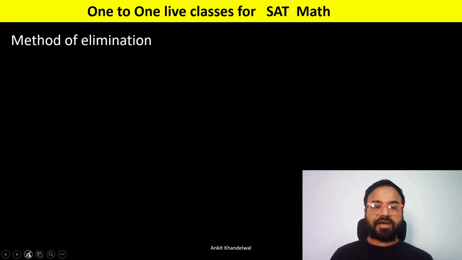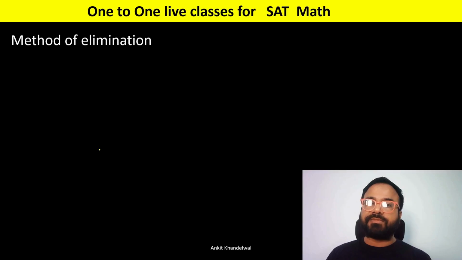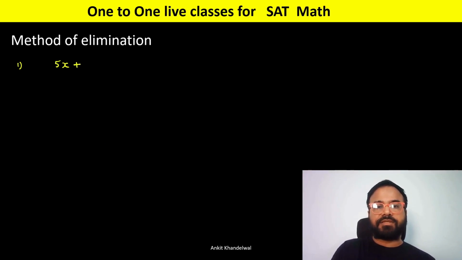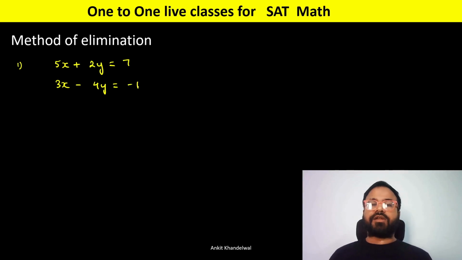So first of all, let's learn how to solve. There are basically two methods which we are going to use. The first one is known as the method of elimination. Let's take one example. Suppose I say 5x plus 2y equals 7 and 3x minus 4y equals negative 1. Now I have to use the method of elimination to solve this. Although you can also solve this directly on Desmos: you can plot it, and whatever is the point of intersection, that is the solution.